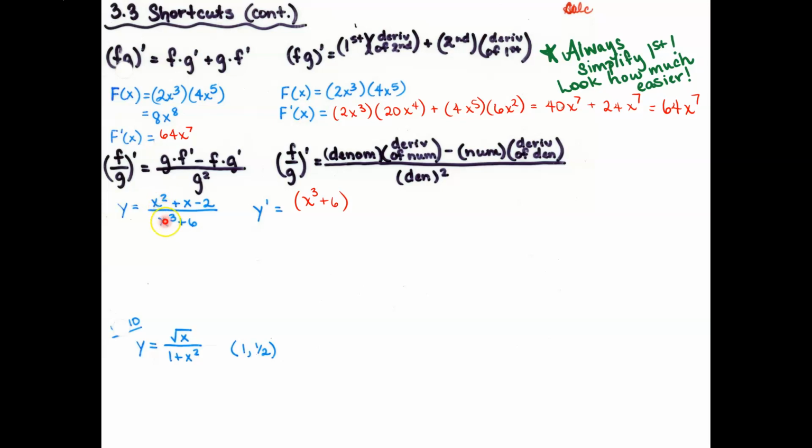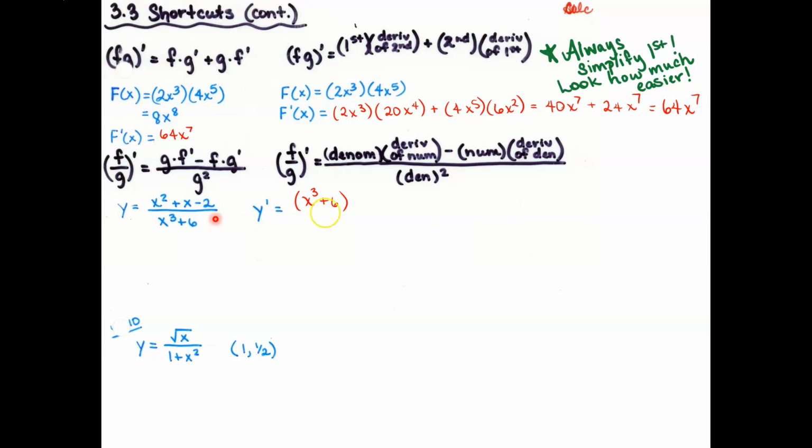Because I could have said x to the second over x to the third is 1 over x. And I could have said x over x to the third is 1 over x squared. And then negative 2 over x cubed. If I write each of those with a negative exponent, I can use my power rule. There is no denominator, numerator, that kind of stuff. So again, that's the type of thing that we're looking for in simplifying. That doesn't work for this particular problem, but we have an example that we just discussed where it would.